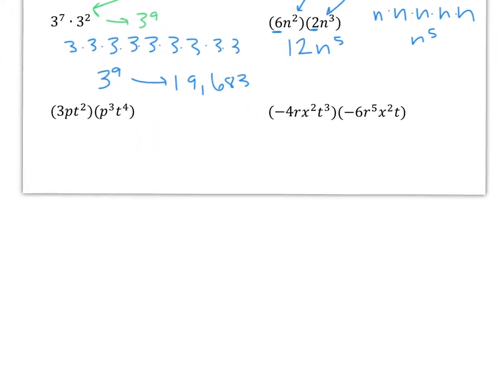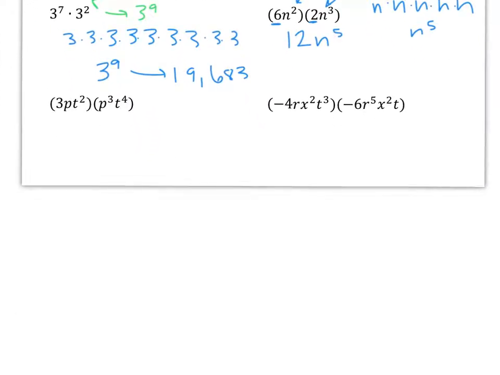All right, the next example, 3pt squared times p to the 3rd, t to the 4th. And this first variable, p, is really p to the 1st. Even though there's nothing written by it, there's one of them there. So we'll take that into consideration when we combine them with the other similar bases. So 3 right here times, no other coefficient over there, so I just get 3, p to the 4th, because 1 plus 3 is 4, and then t squared and t to the 4th give me t to the 6th.